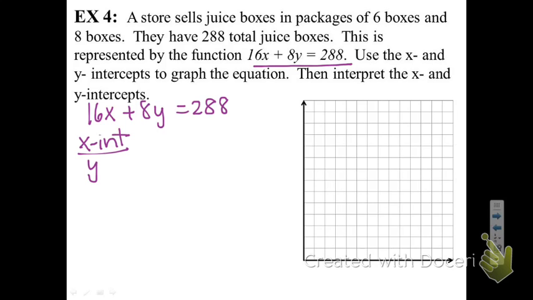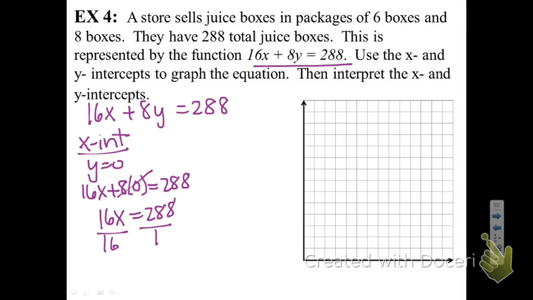The x-intercept is when y is 0. We'll replace that y with 0. And 8 times 0 is 0, so we no longer need that in our equation. And then we take what's left and solve it. To solve this, we divide by 16. The 16's divide out, and we get x equals 18.